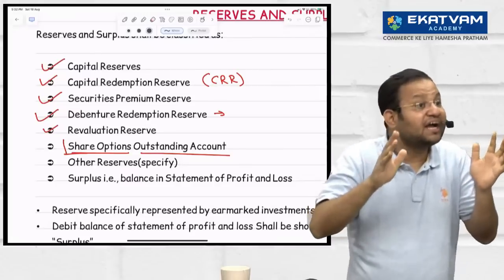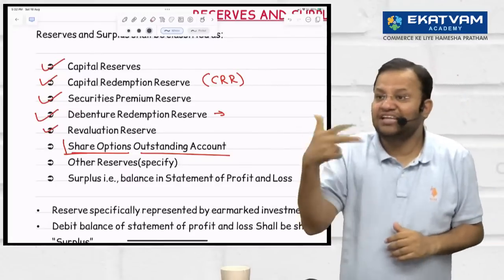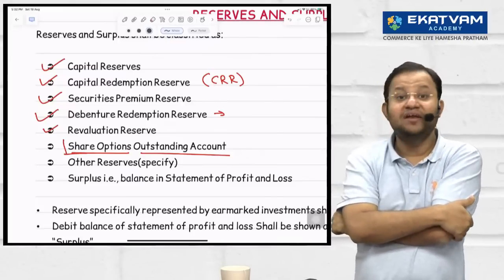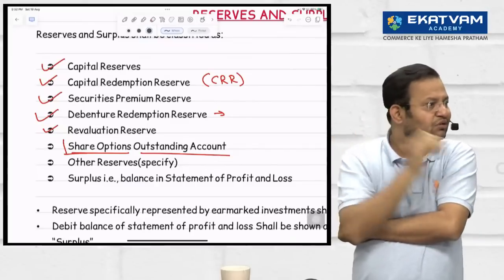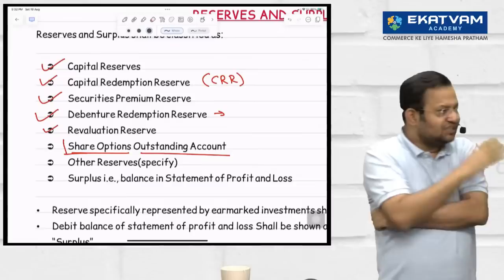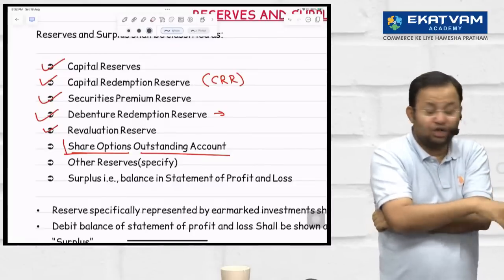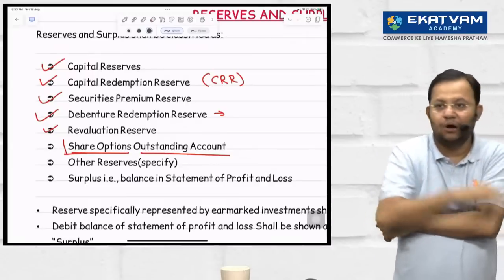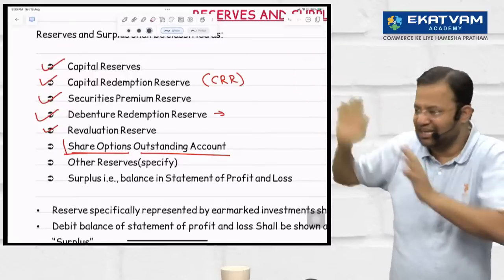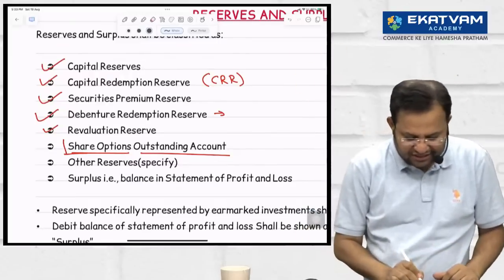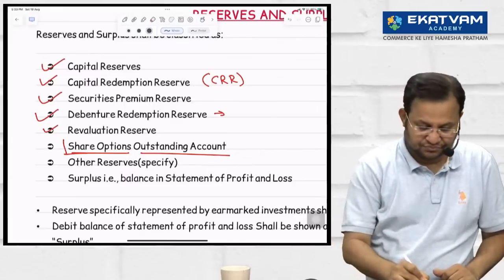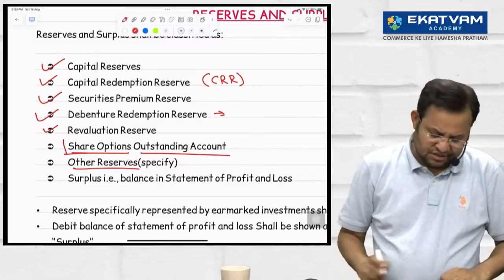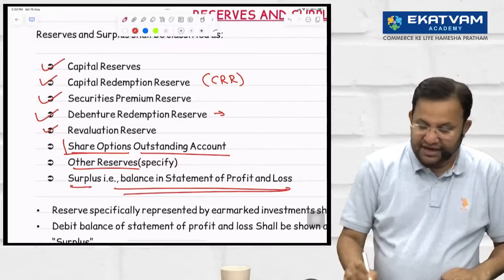Options outstanding को क्या हो गया? Credit balance. That credit balance of options outstanding account is transferred to share capital account. When? When shares are issued. What will be the entry? Share option outstanding account debit to share capital account, to securities premium if shares are issued at premium. Other reserves, if you have created any other reserves. Surplus, that is a balance in P&L account.